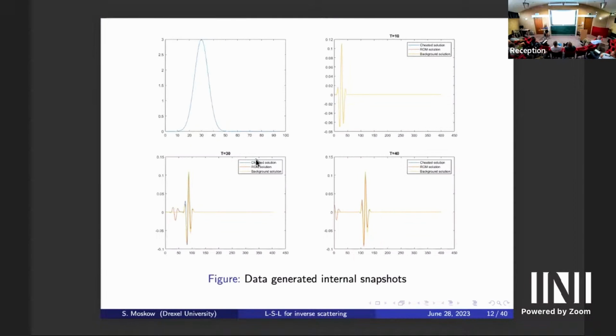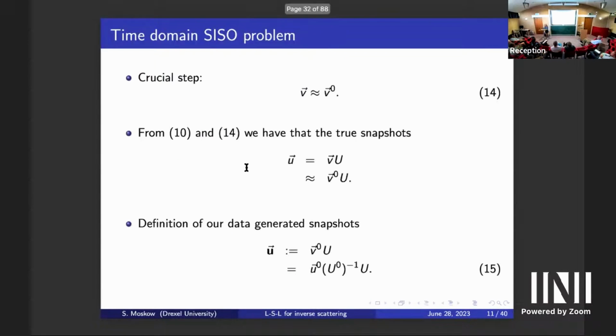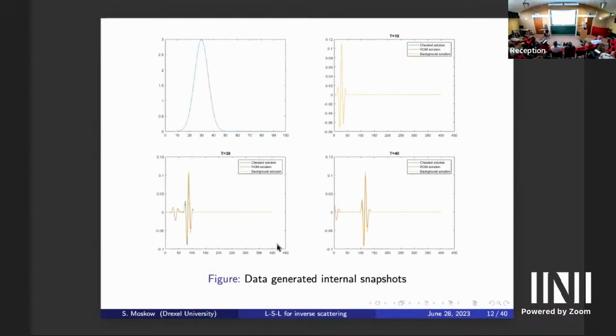So the blue is the true snapshots. It says cheated, those are the true ones. The reds are the ones we got from this formula here, just from the data. And the yellow is the background. And you can see the red and the blue are very close, where the background's quite different. So the red ones, which are from this formula on this page here, show all the reflections the same way the exact solution does.